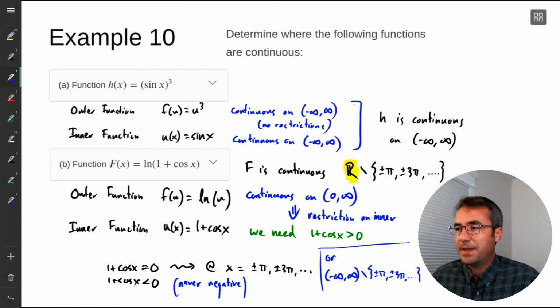All right, so that's going to do it for continuity. In the next lesson, we're going to talk about a brand new type of limit, and that's limits at infinity.